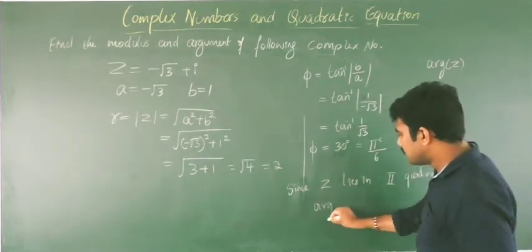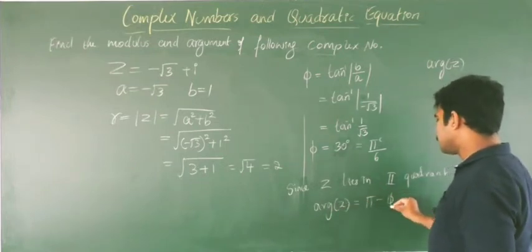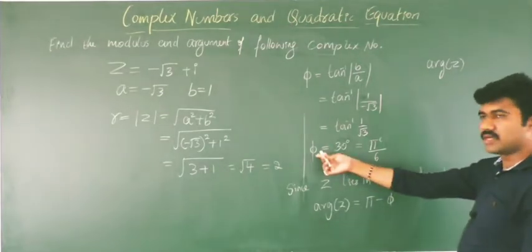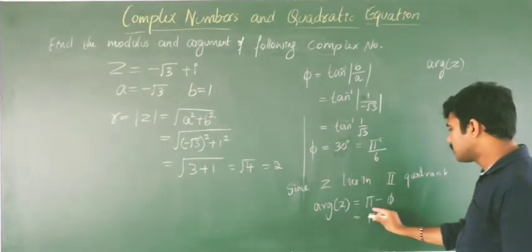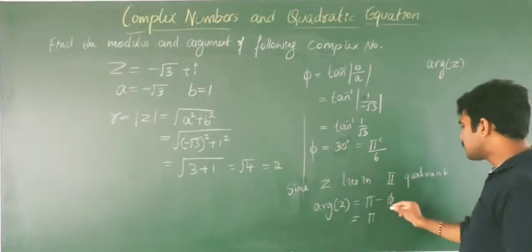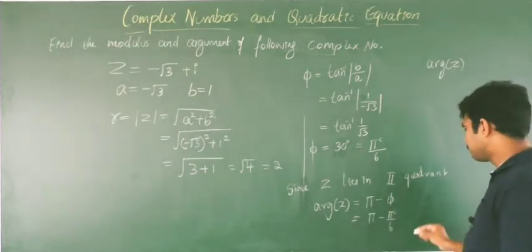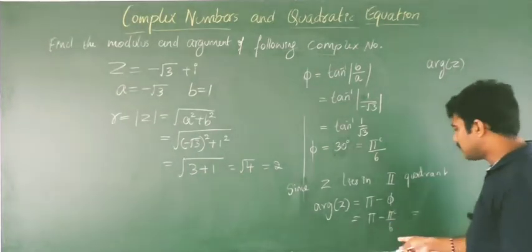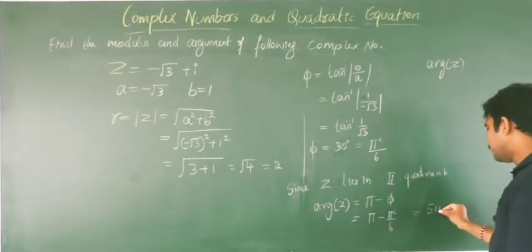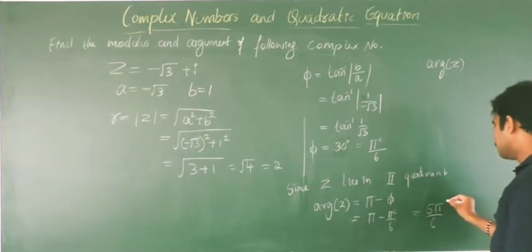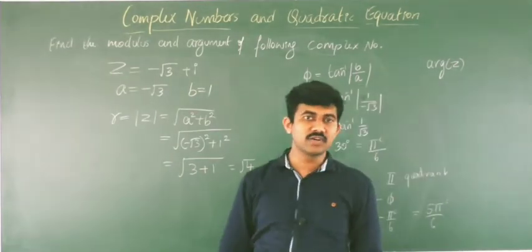Argument of z is nothing but pi minus the angle. You can consider any symbol for angle, alpha also you can consider, no problem. So pi minus the angle is here pi radian by 6, means 30 degree. Take the LCM here, 6 into pi, 6 pi minus 5, 5 pi divided by 6. Here it is positive angle because it lies in second quadrant.